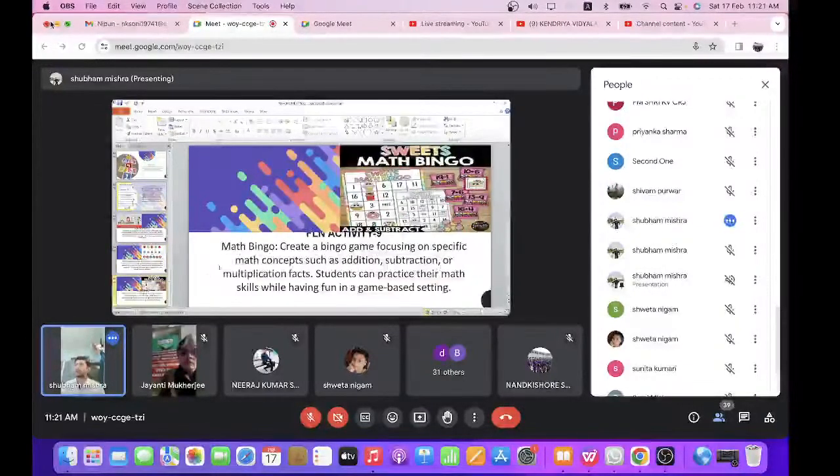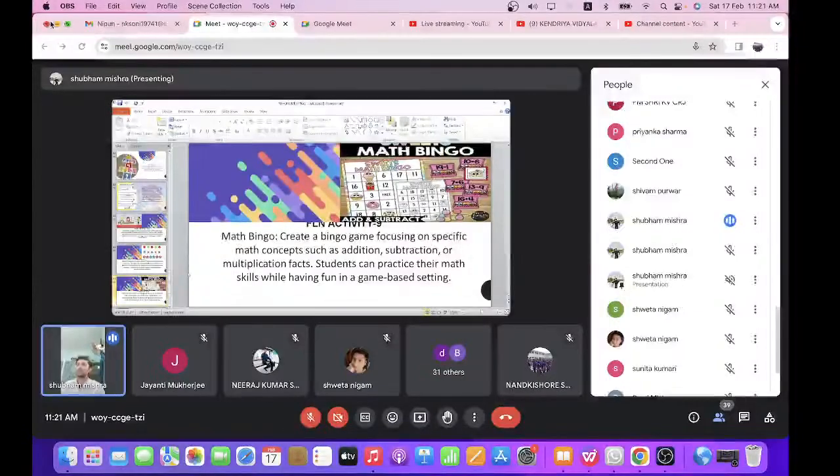And next is math bingo. We create a math bingo game focusing on specific math concepts such as addition, subtraction, multiplication facts. Students can practice their math skill while having fun in a game-based setting. एक तरीके से बिंगो हम करा देते हैं इन क्लास.